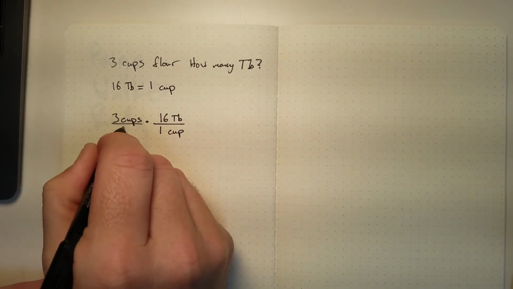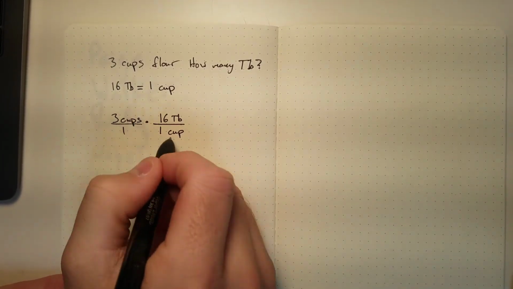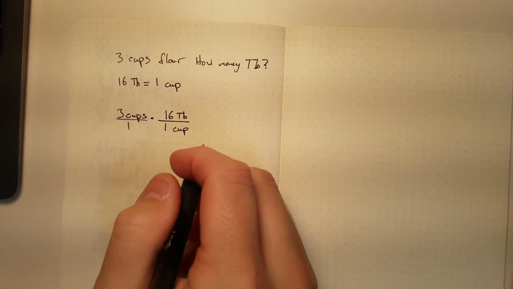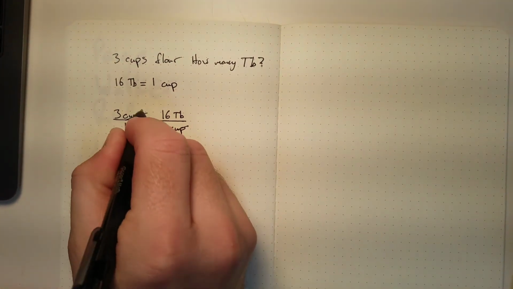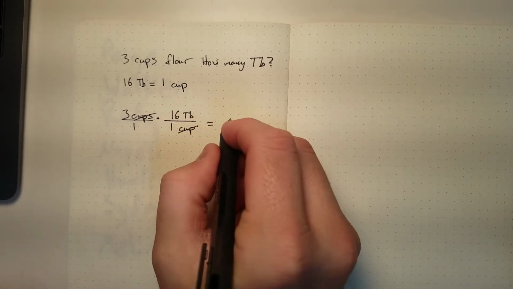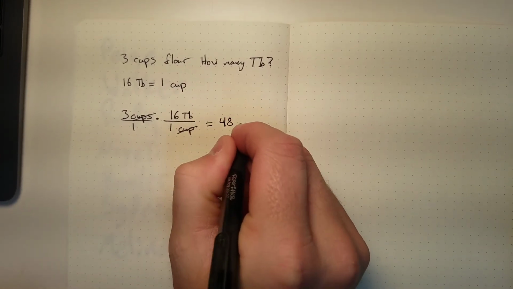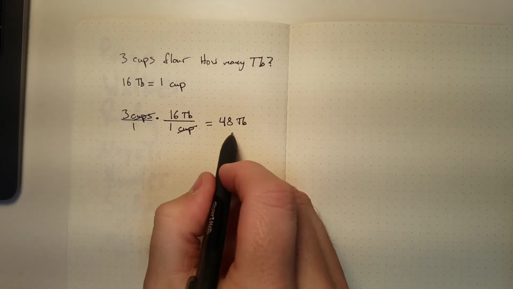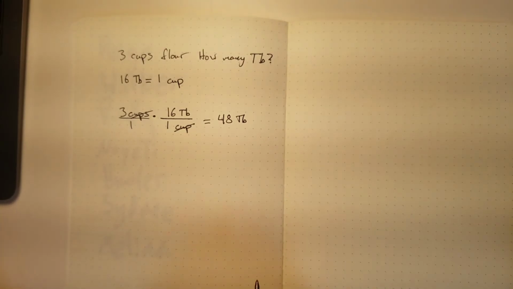Now, when you're multiplying fractions, you can always cross-cancel and try to reduce before you multiply. And that's kind of what ends up happening here with your units. The cups cancel out. 3 times 16, I believe, is 48 tablespoons. And then 1 times 1 is just 1. So 48 over 1 is just 48. So we end up with 48 tablespoons.